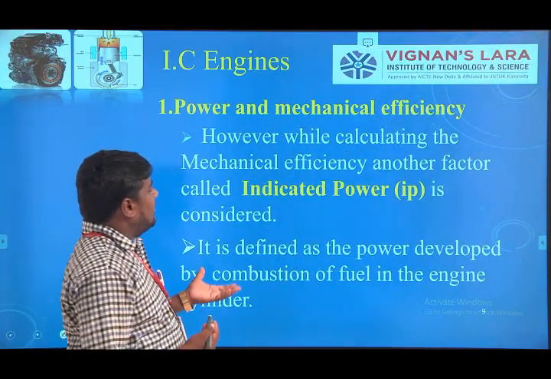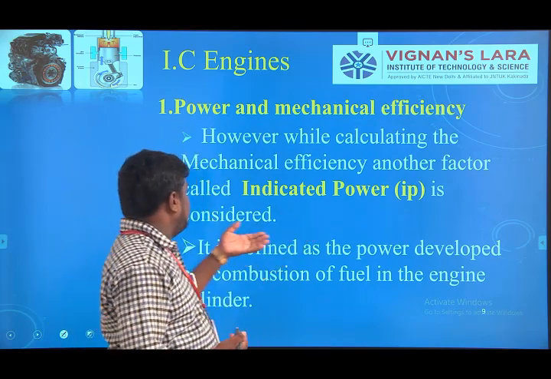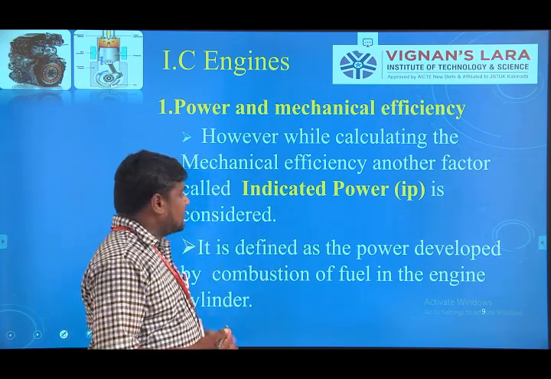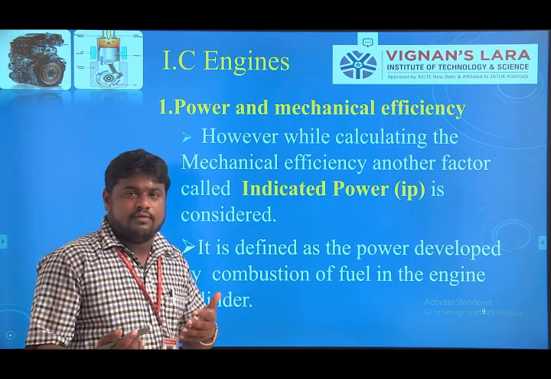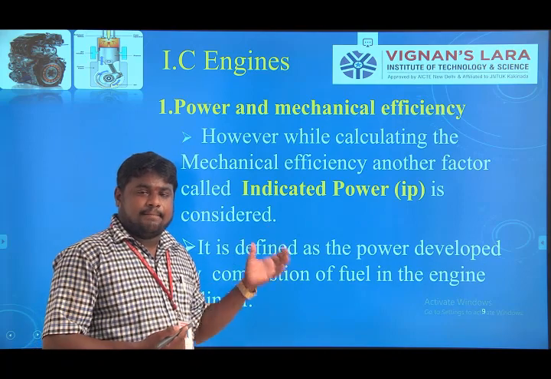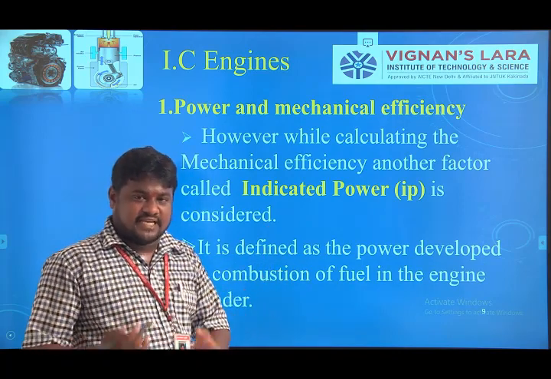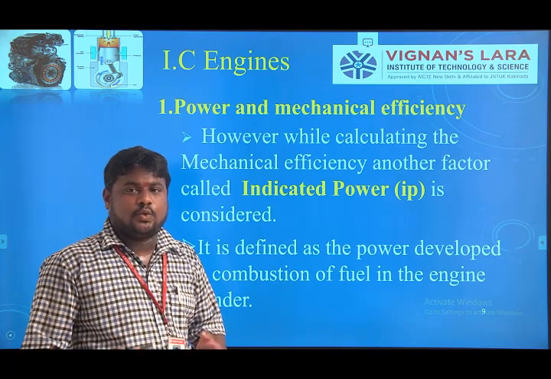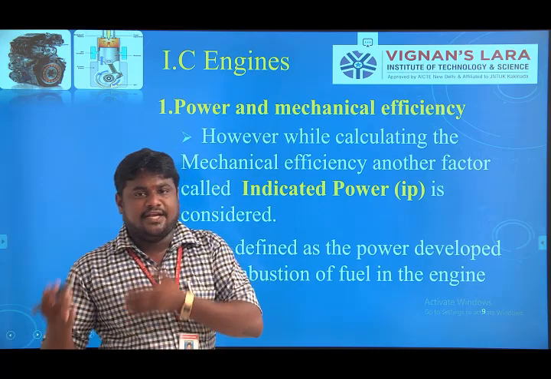And then the power and mechanical efficiency. However, while calculating the mechanical efficiency, another factor is there, that is the indicated power. So here what we observe is the power and mechanical efficiency. We want finally the mechanical efficiency. That's why two types of powers are there: the brake power, and the second one is the indicated power.